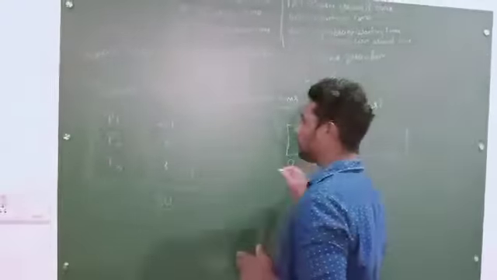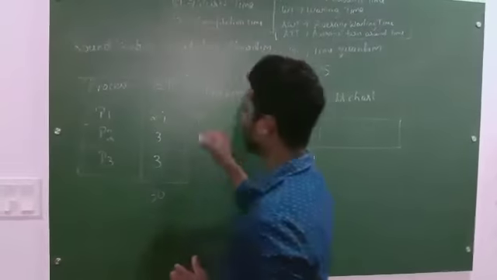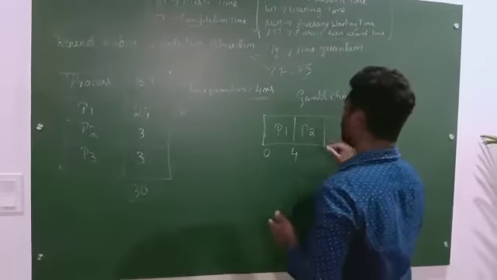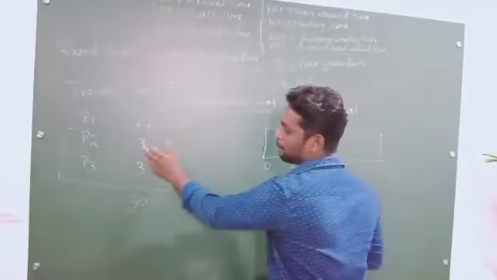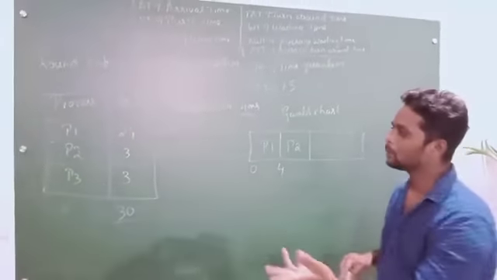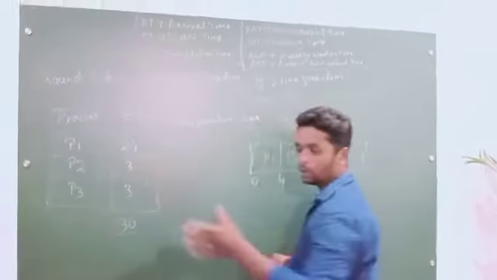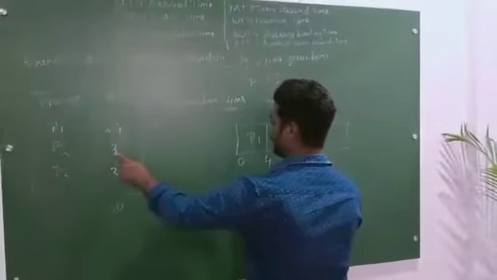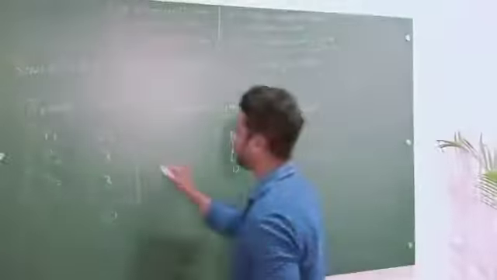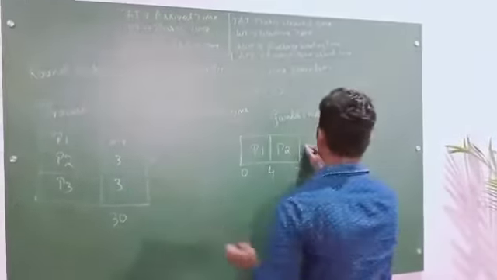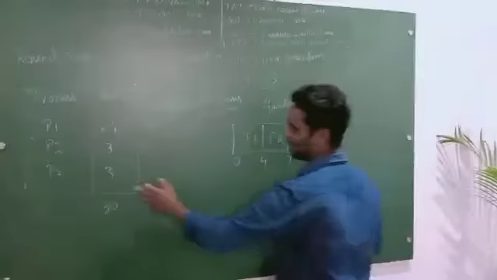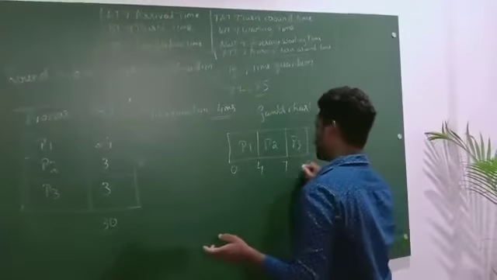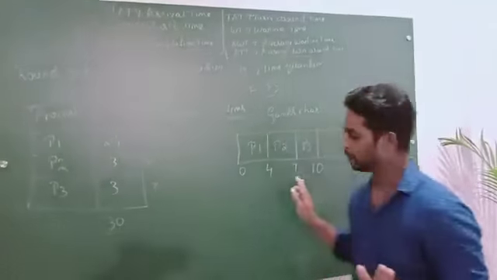Now P1 has executed 4 seconds, so the remaining is 20 seconds. Now P2 has to execute 4 seconds, but its burst time is only 3 seconds. So whatever time is there, you execute only for that many seconds. So only 3 seconds. 4 plus 3 becomes 7. P2 completed. Next P3, again it has only 3 seconds, so it executes only for that time. So 7 plus 3 becomes 10. Done. Hope you are clear.